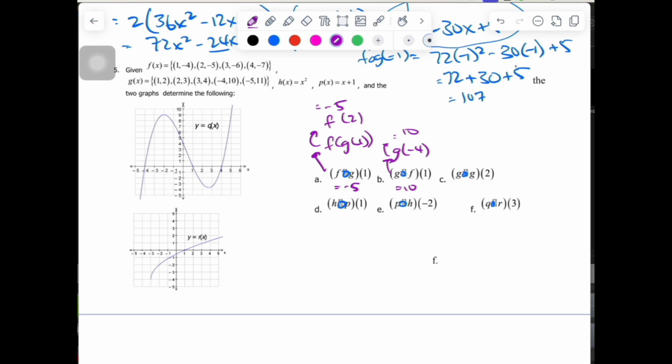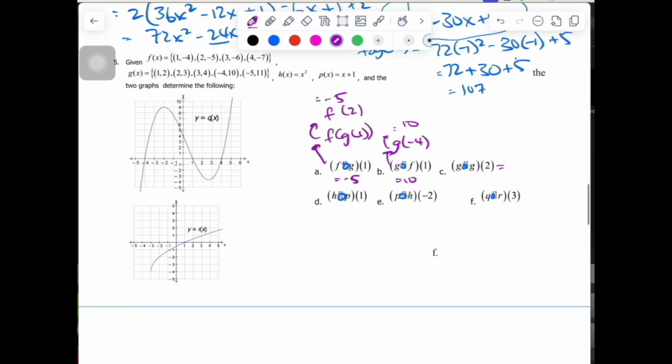Go ahead and try the rest on your own. This one here, if you try it out, g of 2 produces 3, and 3 produces 4.